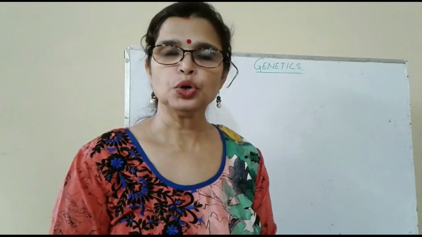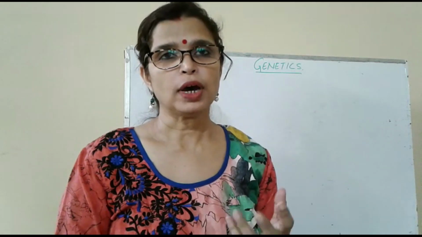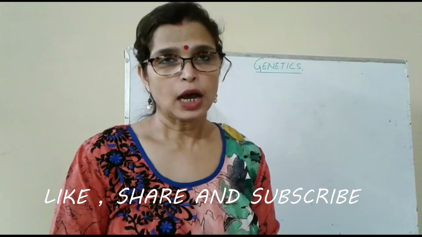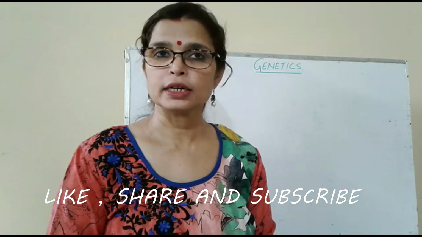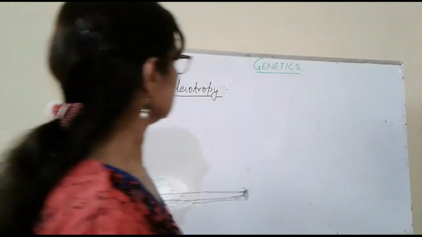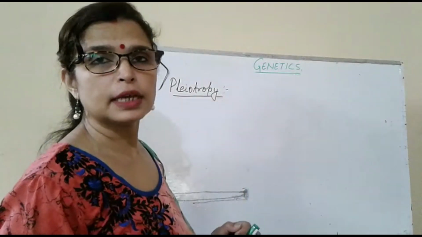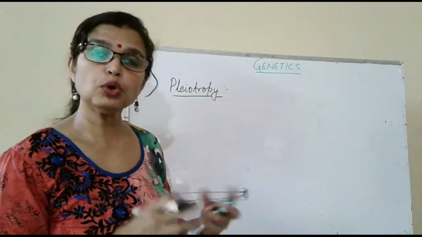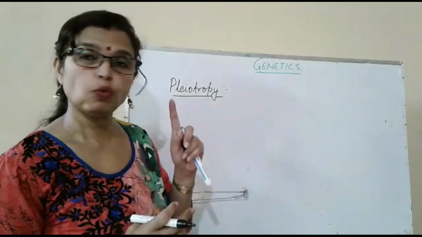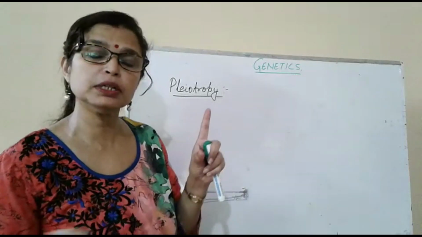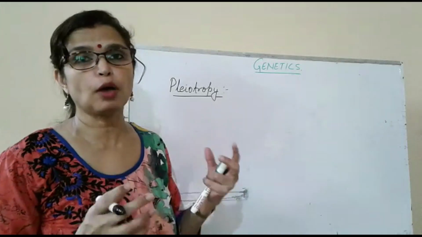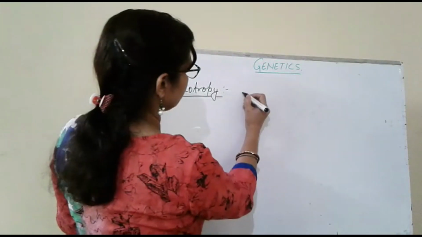In our previous video, we studied Mendelian inheritance, where we saw how one gene is responsible for the expression of a single trait. Now we will study a new pattern of inheritance, that is pleiotropy. Pleiotropy is the ability of a single gene to influence more than one character. That means one gene is controlling multiple characters, and that particular gene is known as a pleiotropic gene. So let's see the definition.